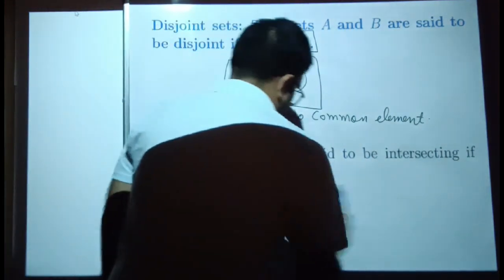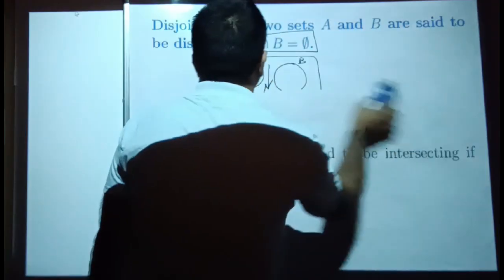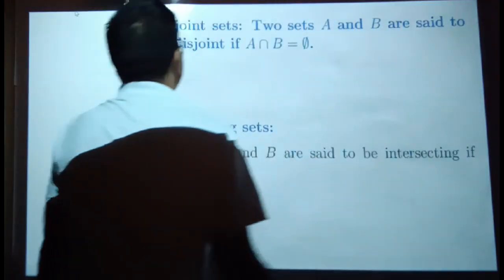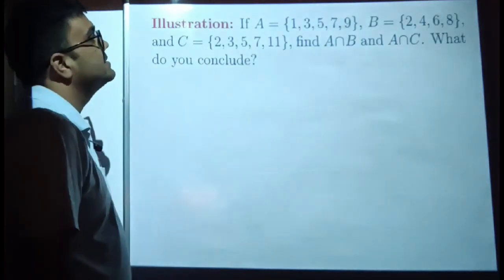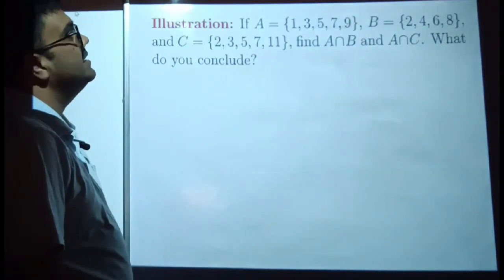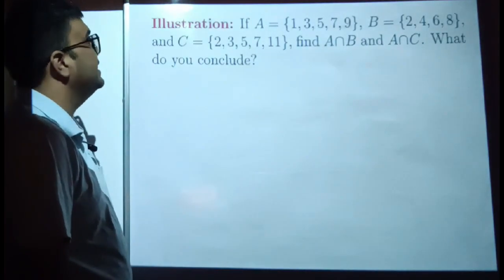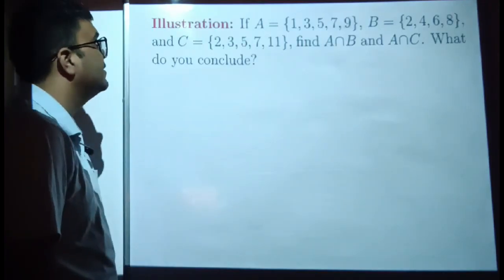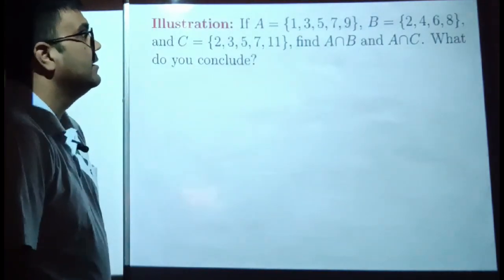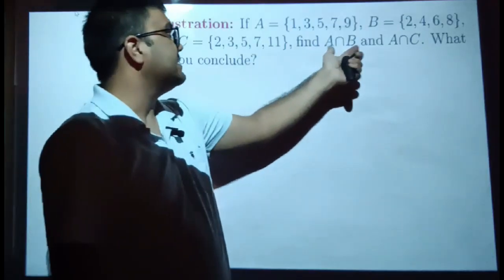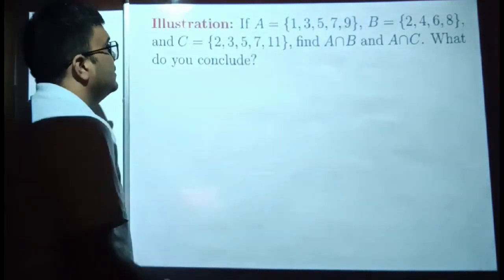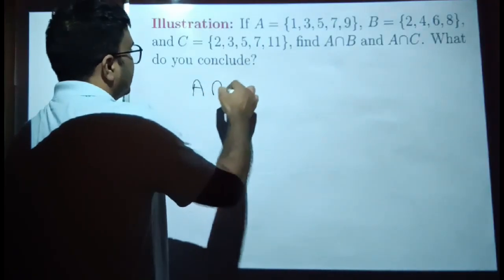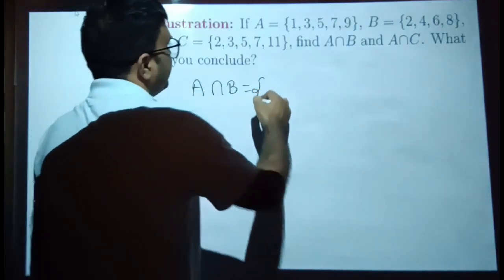Let's consider another example. A has the elements 1, 3, 5, 7, 9, B has elements 2, 4, 6, 8, and C has elements 3, 5, 7, 11. We have to find A intersection B and A intersection C. So what is A intersection B in this case? What are the common elements between A and B?